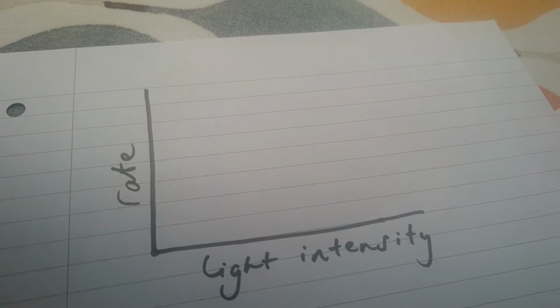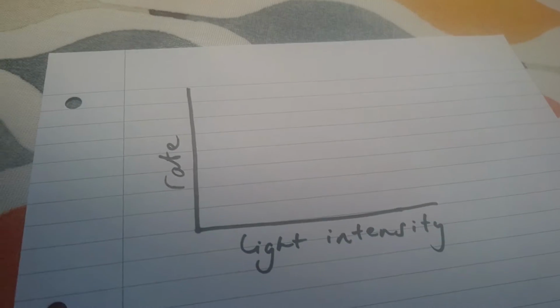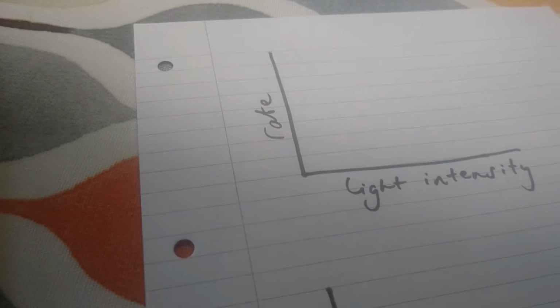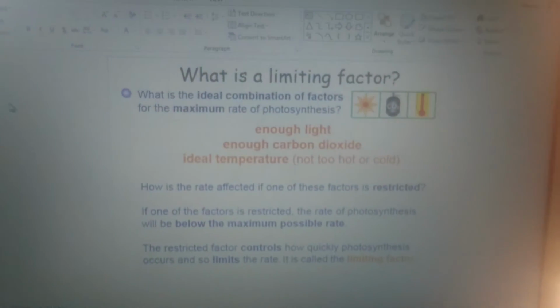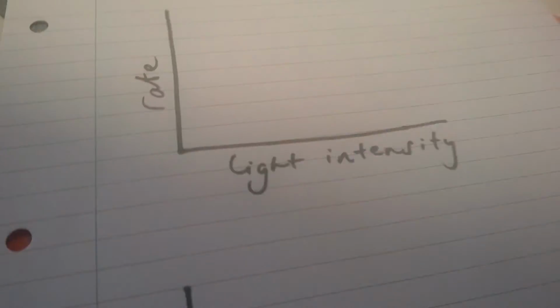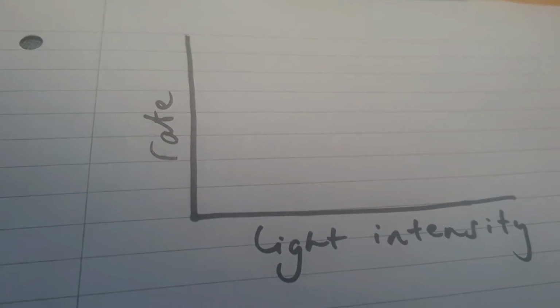So fundamentally, I've got some questions for you before we start. We're going to discuss things called limiting factors today, and I don't know if you can see, there we go, limiting factors on that screen, but a limiting factor is something that limits the rate of photosynthesis. I'll put it back on me now. So a limiting factor is something that limits the rate of photosynthesis.